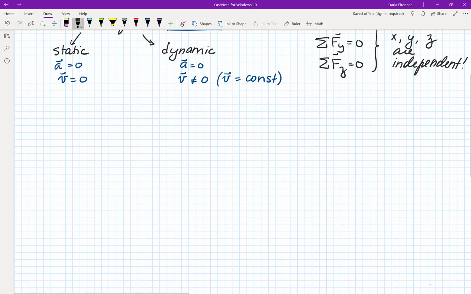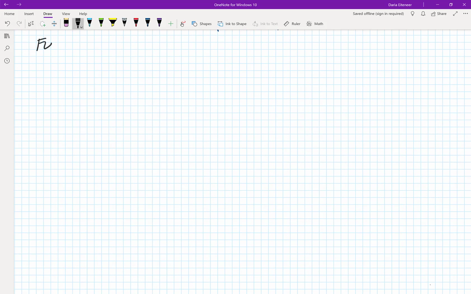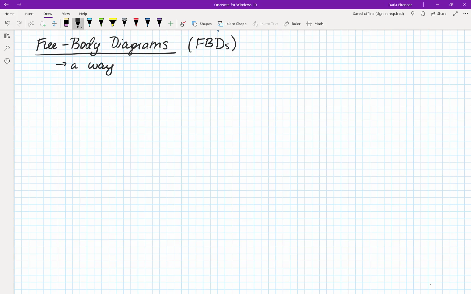And speaking of problems, let me tell you a little bit about free body diagrams. A lot of times you will see people shorten that to FBD. Sometimes people even call them force diagrams, but I usually refer to them as FBDs. Basically, a free body diagram is a way to represent all the forces acting on an object and the effect of those forces.